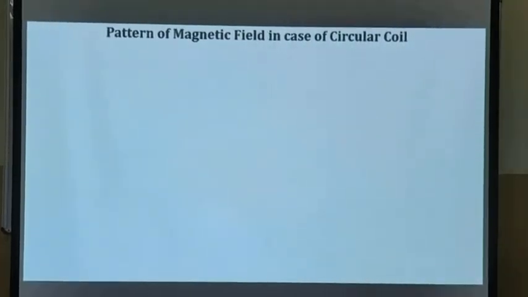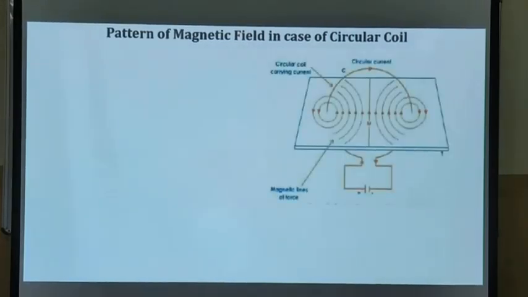Now let's take a look at what kind of pattern of magnetic field can be seen in case of a circular coil. That we will just try to understand. My dear friends, if I take a circular coil of this nature, as you all can see on the board. Now here we are considering a circular coil, and this particular circular coil is carrying a current, and there is a cell or battery connected to this circular coil, and as a matter of fact the current is flowing through this circular coil, as you can very easily make out. Over here you just need to understand that the current is flowing in this direction.